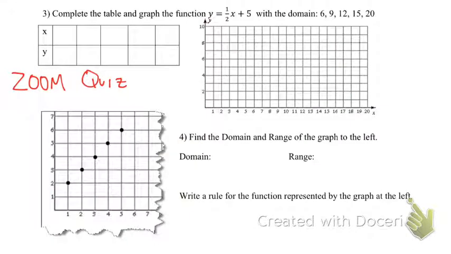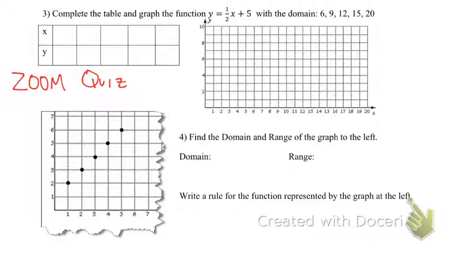Okay, here's your Zoom quiz. You have 2 problems. Problem number 3 is essentially what we just did, so hopefully this is not too difficult for you. So on a piece of paper or however you've been turning in your assignments, fill in the table, give me a graph of the table, okay? Problem number 4 is slightly different, okay?